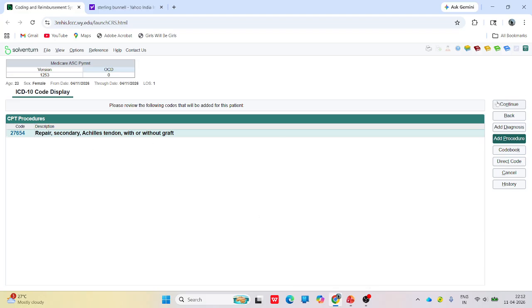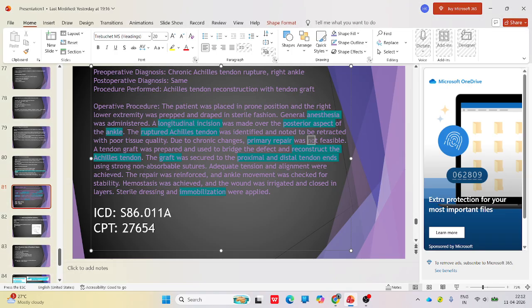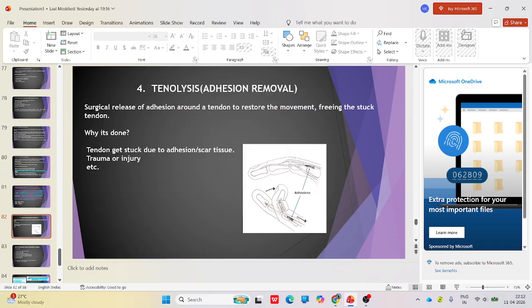Primary was not feasible, right? So it's a secondary repair. Okay. So primary repair was not feasible. Here you can see that. Not feasible. That's why we have taken the secondary repair. Okay. So now next is tenolysis.